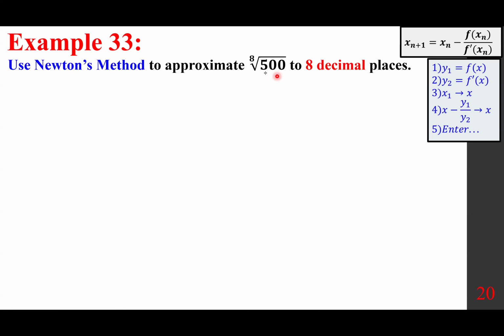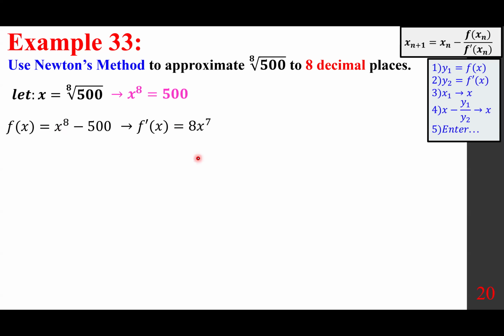Use Newton's method for this. The first thing is, what is f of x? What is f prime of x? You have to show how you arrive at f of x. So you let that one be x. If I raise this to the power of 8 and this one to the power of 8, I get x to the power of 8 is 500. If I take it to the other side, x to the power of 8 minus 500 is 0, so call it f of x: f of x is x to the power of 8 minus 500. Now if I differentiate, f prime of x is 8x to the power of 7. That's the first thing you must do if Newton's method is given.